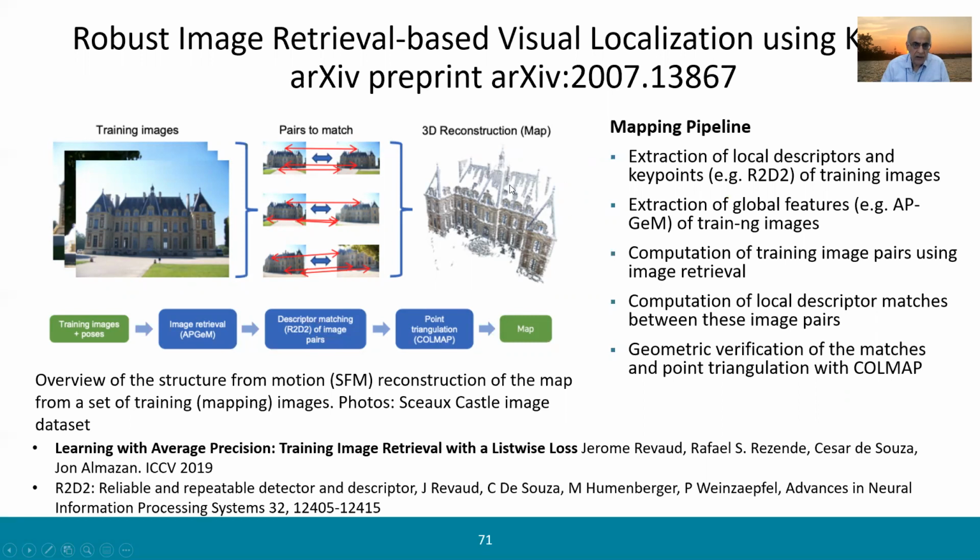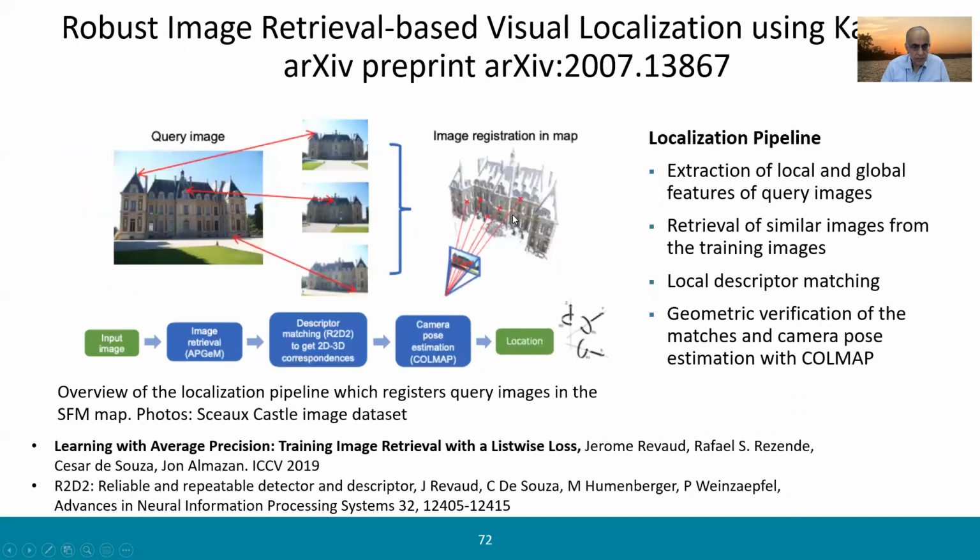And so they again build up a 3D map from the training images. You extract these local descriptors, extract global features, compute training image pairs, compute local descriptor matches, and use COLMAP to build up these 3D reconstructions. And then when you have to localize, again, use image retrieval using AP-GeM to come up with candidates. Then for each one of them, use R2D2 to get different 2D-3D correspondences. Use COLMAP to come up with the pose. And then you look at the error metrics, you choose which are the best ones, and then you pick the best one to get the actual location.